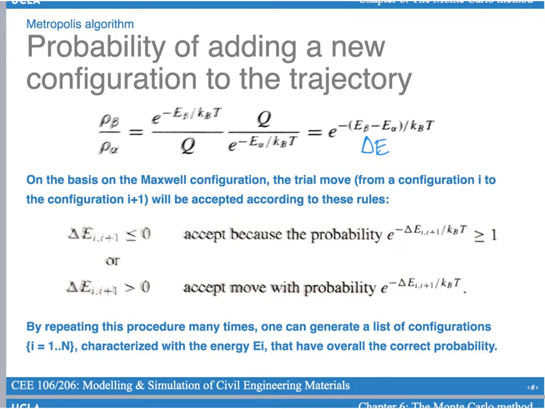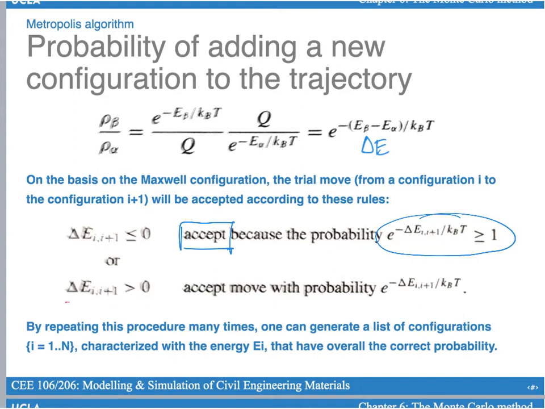So the idea is as follows: you calculate the energy difference between the new configuration and the old configuration. If this energy difference is lower than zero, it means that the new energy is lower than the former energy. In this case, this new configuration is more stable, so it has a higher probability. So in this case, you will always accept the move to the new configuration. Why? Because this ratio is larger than one. It means that the new configuration has a higher probability than the configuration that you are coming from. So you will always accept it because you are going towards a lower energy configuration that has a higher probability than the one that you are coming from.